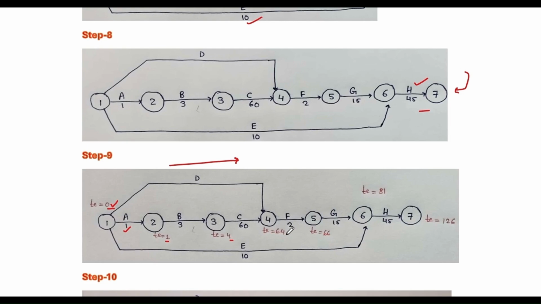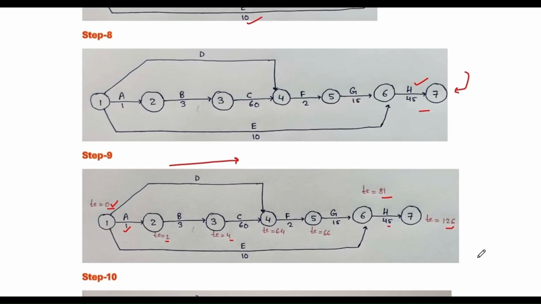Write 64. Node 5: 64 plus 2, that is 66. Node 6: again two paths meet, the first is 5 to 6 and the second is 1 to 6. So take the larger value, 66 plus 15, that is 81. So write 81. Now node 7: 81 plus 45, that is 126. So the forward pass is completed, total 126 minutes.